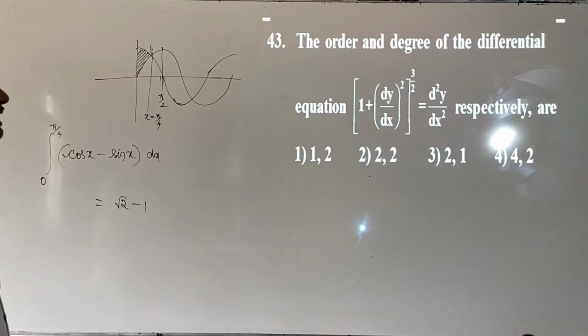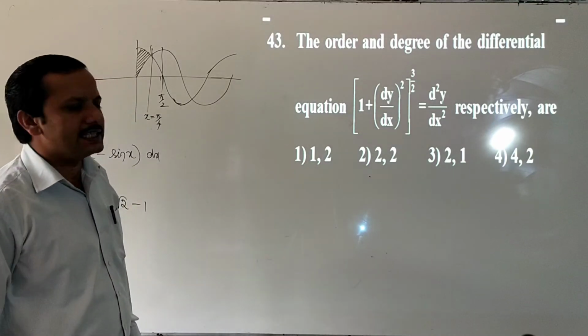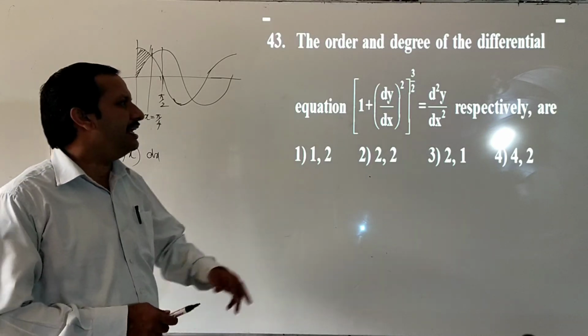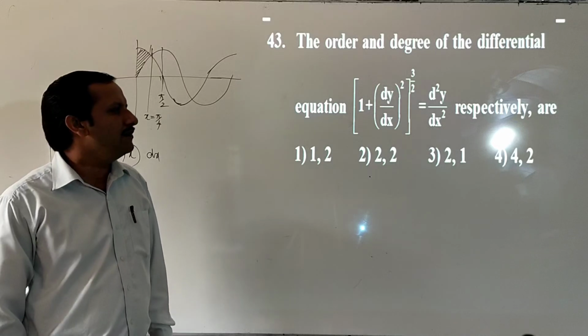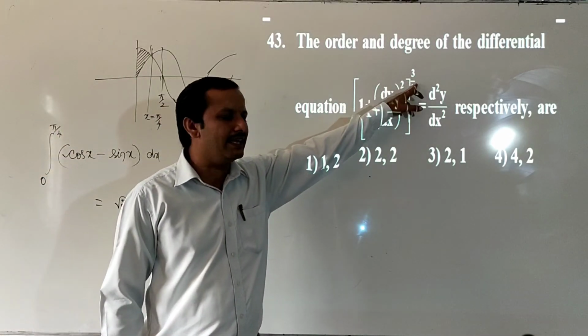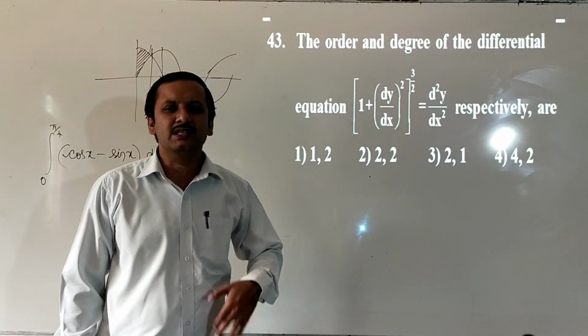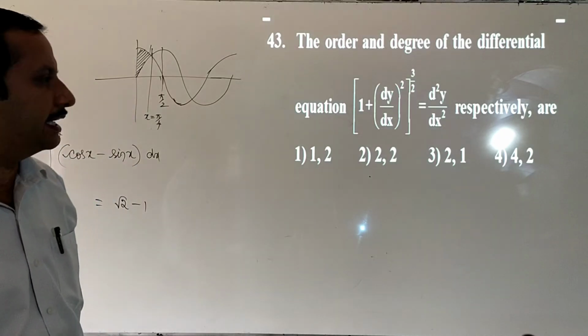The order and degree of this differential equation. Okay? So order is 2 because there is d square y by dx square. And here the power is 3 by 2. So you square this equation. When we square this equation, on RHS the power will become 3, and on LHS we will have d square y by dx square whole square. So the degree is also 2. Order is 2, degree is 2.